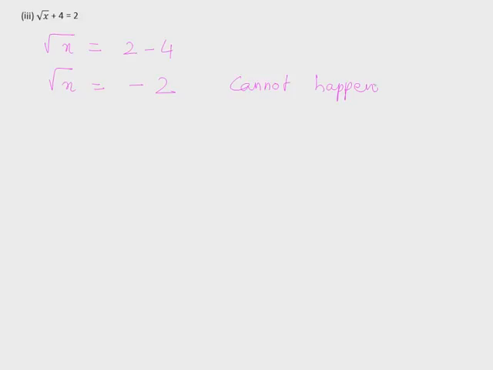A common mistake would be to square both sides, and you would get root of x squared equals minus 2 squared. So you'd get x equal to 4. And you'd think you've got the answer. But that's not correct. Because this equation has no solution.